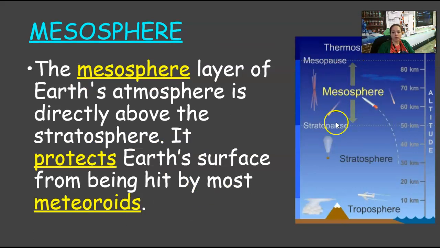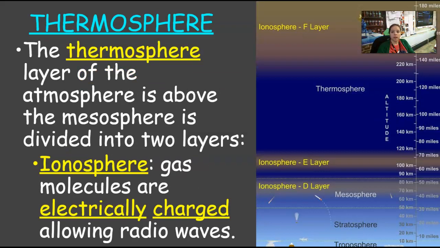Then we have the mesosphere. This is up here, and the rockets go through it. This layer is very important. This sphere protects us from meteoroids. This is where the vast majority of them burn up. And that's a good thing. You want them to burn up. You don't want them all to crash and hit the Earth. Otherwise, we'd look like the moon. And then last but not least, we have the thermosphere, which actually is split into two things.